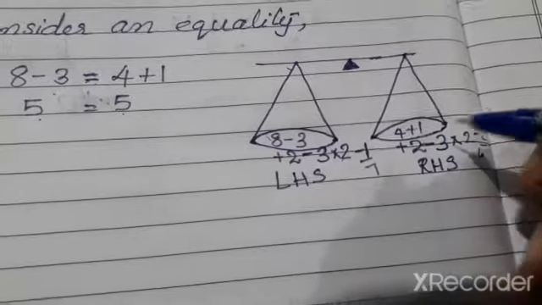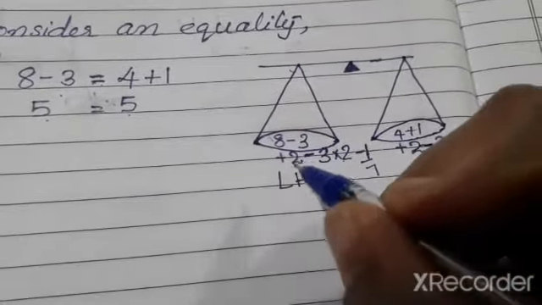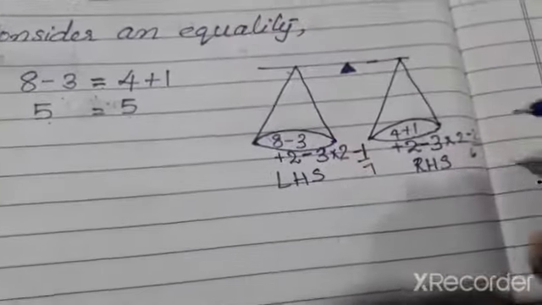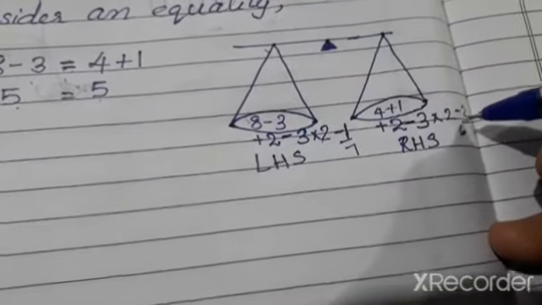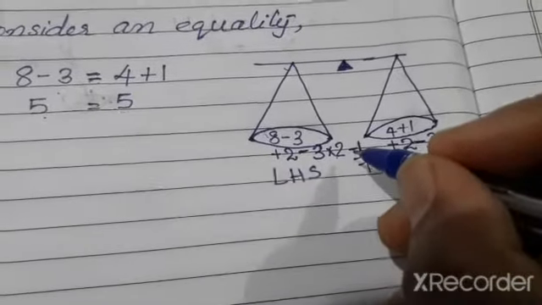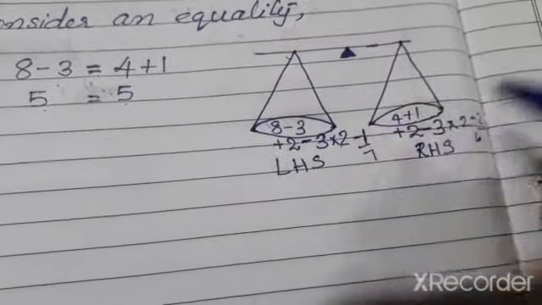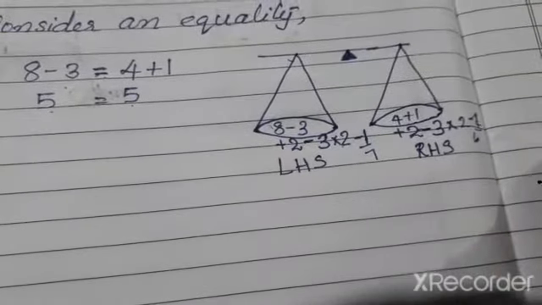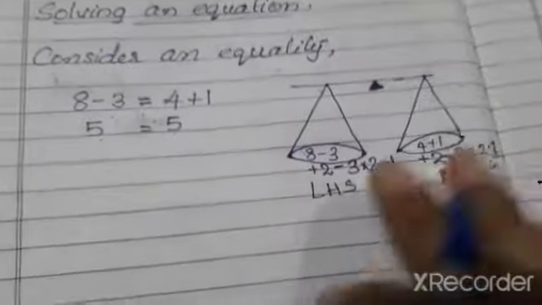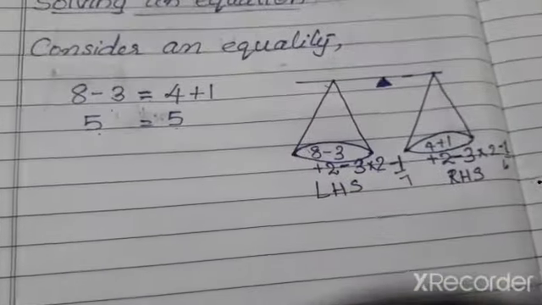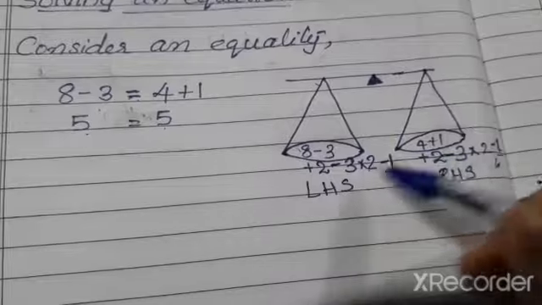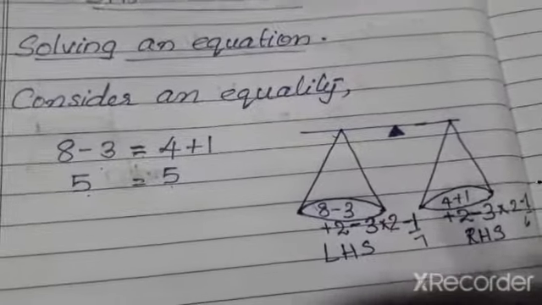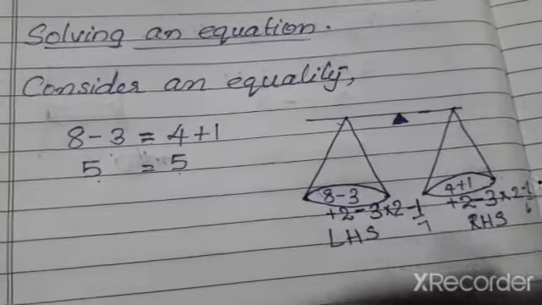So children, the important thing is whichever operation you are doing on the left side, that same one you have to do on the right side. So if you are subtracting 1 from the left hand side, then you subtract 1 from the right hand side, not 2. So this will keep the equality the same. That is, it will never change the value of this equation.